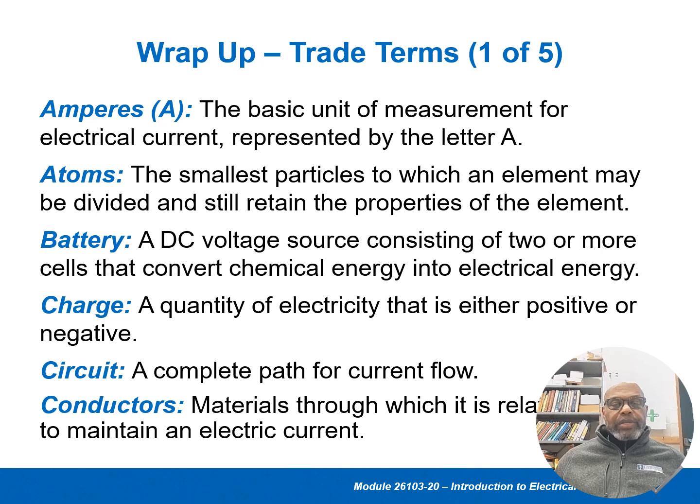A charge is a quantity of electricity, either positive or negative. A circuit is a complete path for current to flow. In the beginning, when we were talking about atoms, I said that for electricity to flow you have to have at least three things: a power source, conductors, and a load. That's a complete circuit. A complete circuit allows current to flow from one point to the other, leaving the power source and then coming back to the power source, and between those two points is a load that consumes the energy. Conductors, again, are the wires.